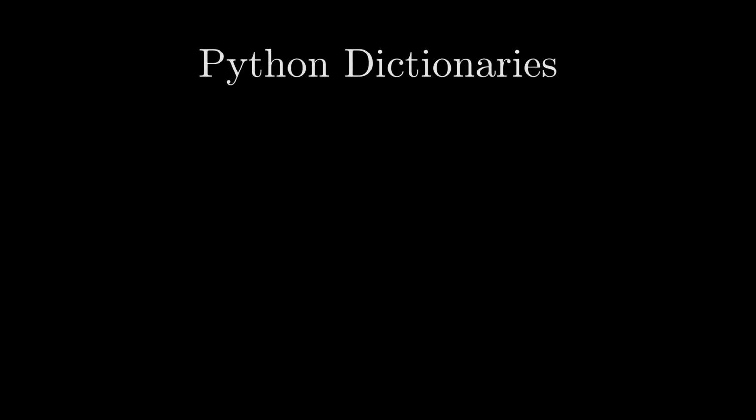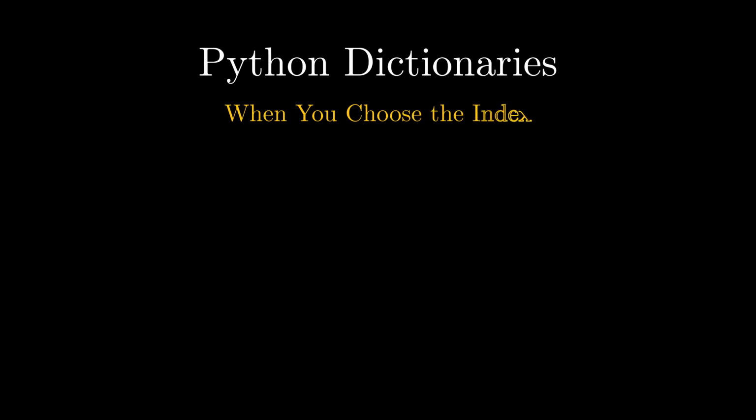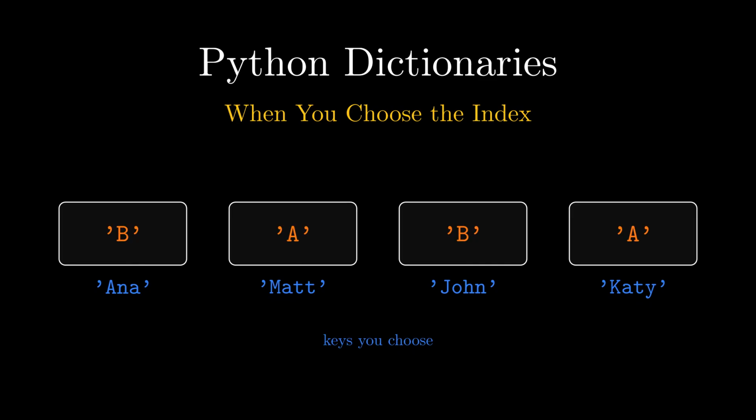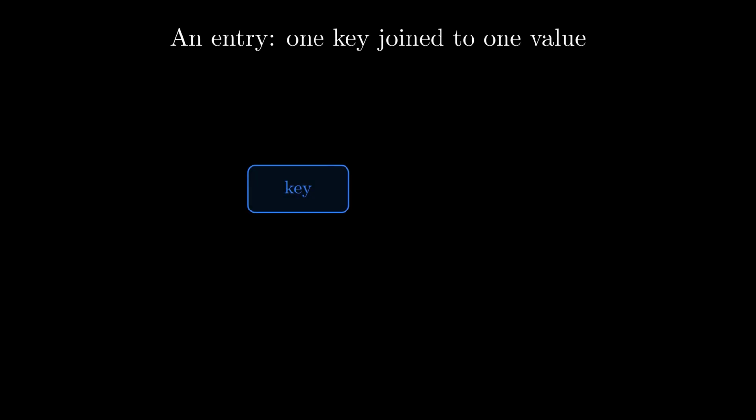Here's an idea that quietly powers almost every real program. A data structure where you get to choose the index, not 0, 1, 2. Any label you like, pointing at any value you like. In Python, that structure is the dictionary. A dictionary maps a custom index called a key to a value.